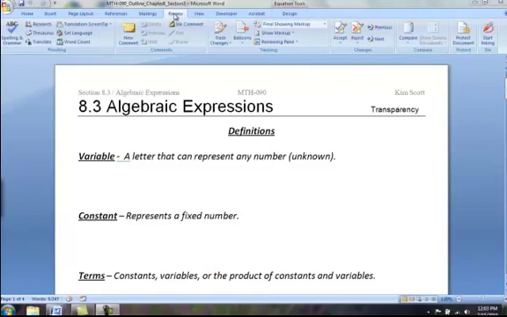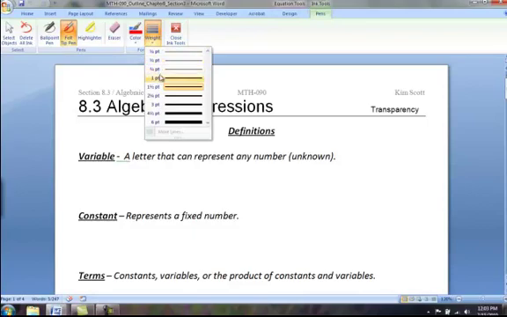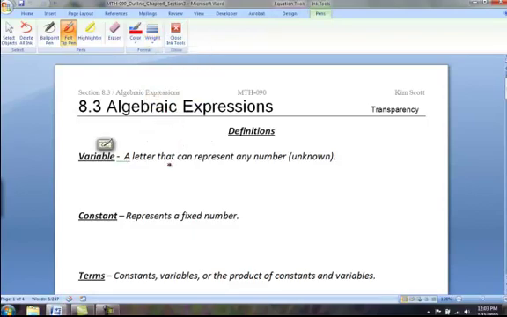Okay, today we're going to talk about algebraic expressions, and this is the first section where we're going to learn some definitions here. These are basic definitions that you're going to need in order to do the different things that we're going to be doing in algebra, like evaluating and simplifying. So let's talk about some terms here.